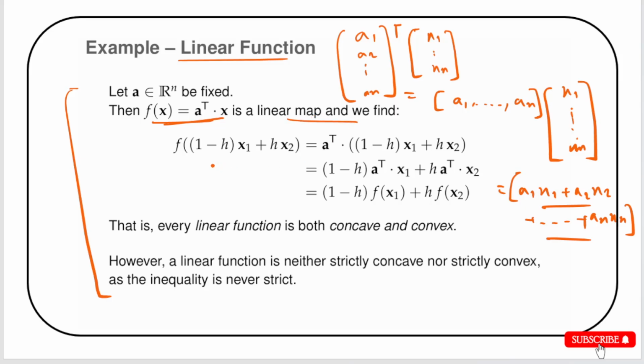Now the same thing you have to do: f of (1 minus h)x1 plus hx2. Instead of x, just write this, and if you simplify, you can do it in this way. Simple calculation. You will again see that every linear function is both concave and convex. However, a linear function is neither strictly concave nor strictly convex, as the inequality is never strict. Here we have seen equality, but there is no possibility of strict inequality. So it is both concave and convex, but neither strictly concave nor strictly convex.